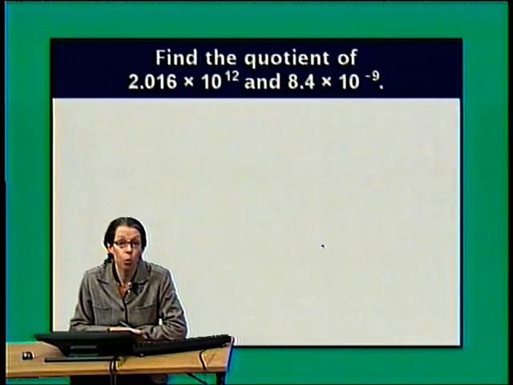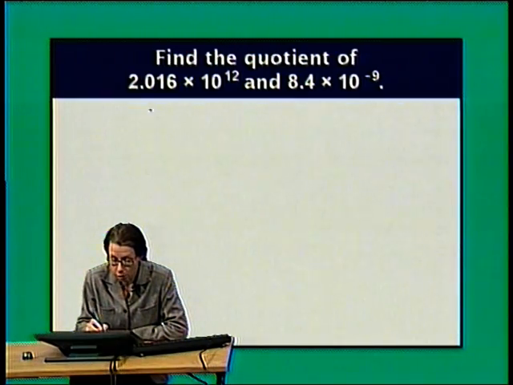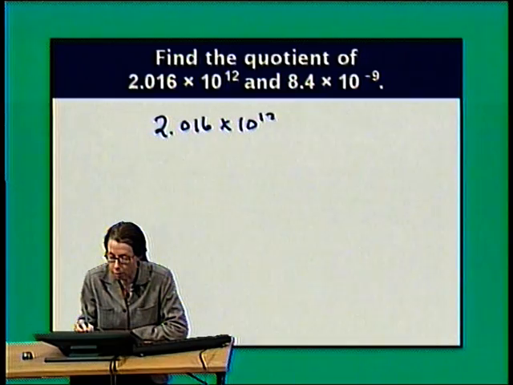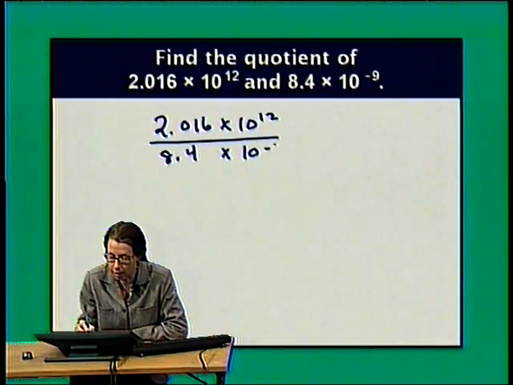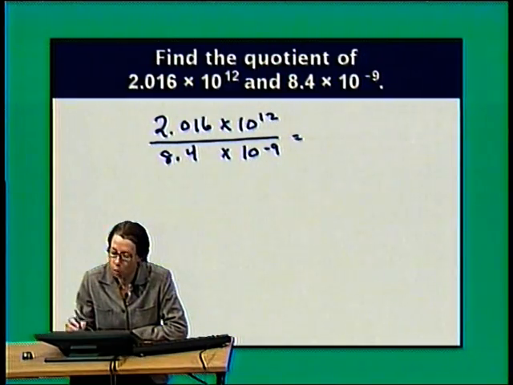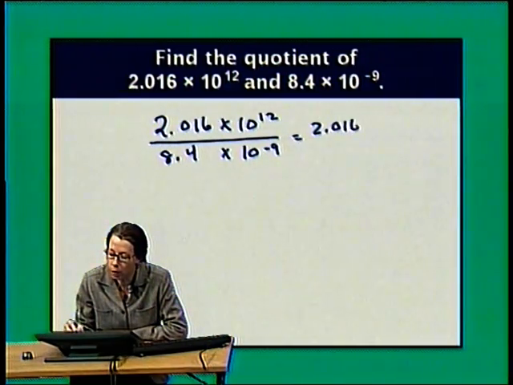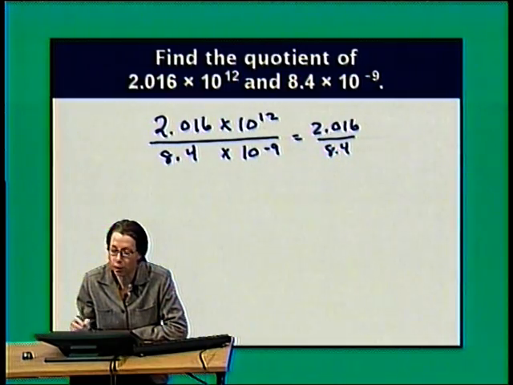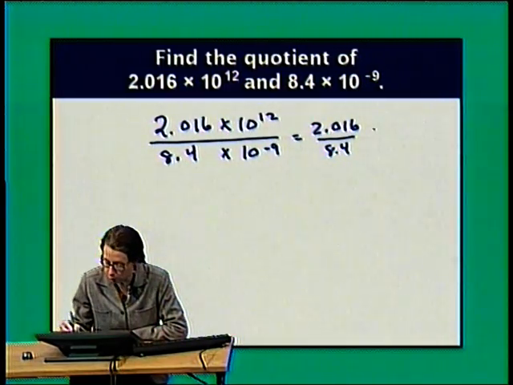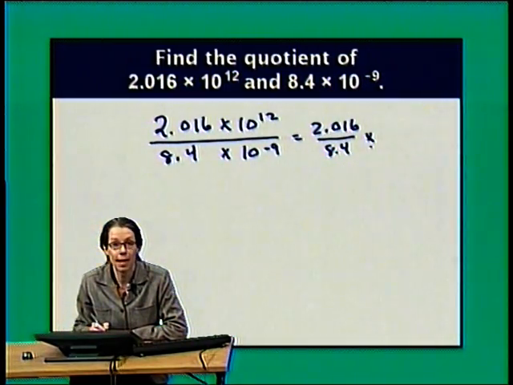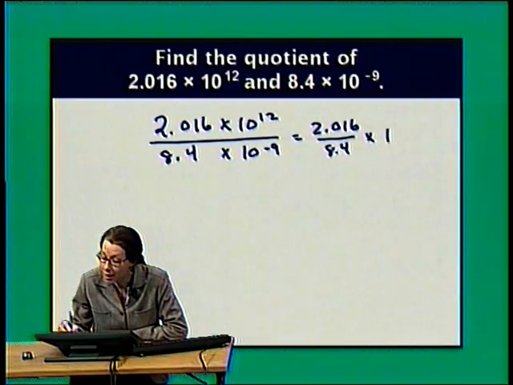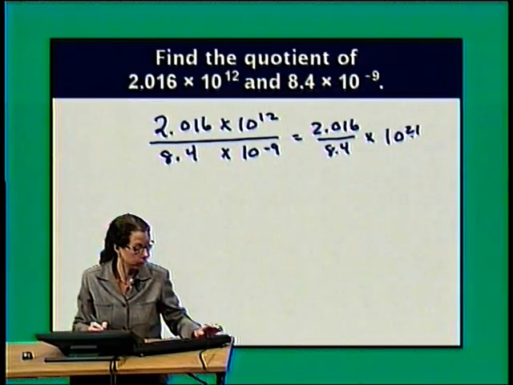Now let's find the quotient of two numbers given in scientific notation. So I have 2.016 times 10 to the 12th over 8.4 times 10 to the negative 9. So this quotient, 2.016 divided by 8.4, I'll pull out my calculator to do that. And the power of 10, 10 to the 12th divided by 10 to the negative 9, that's 10 to the 21.